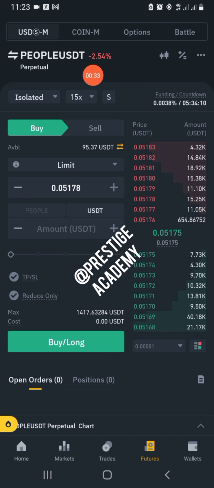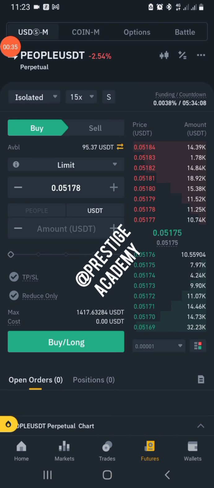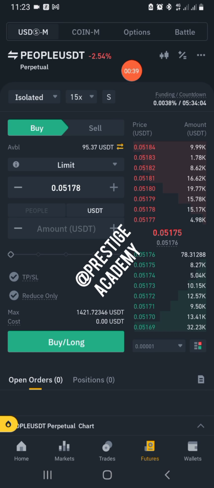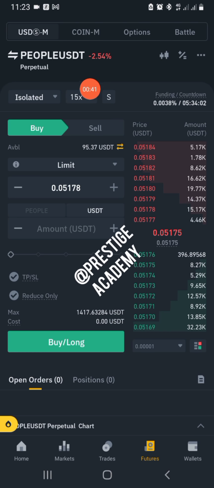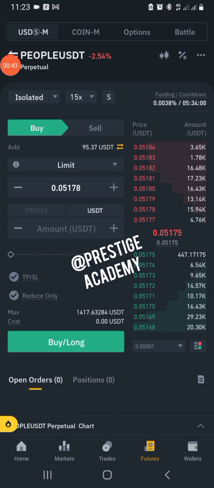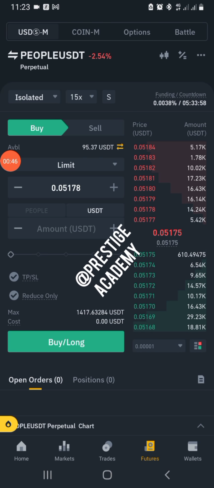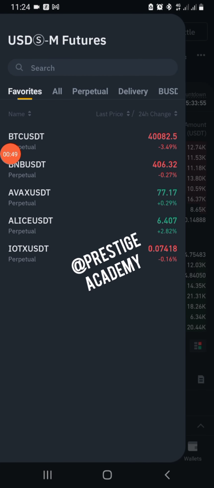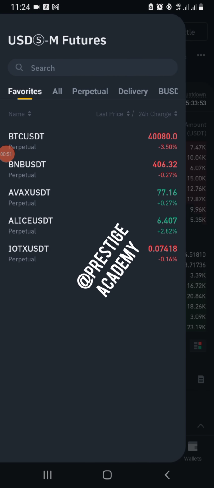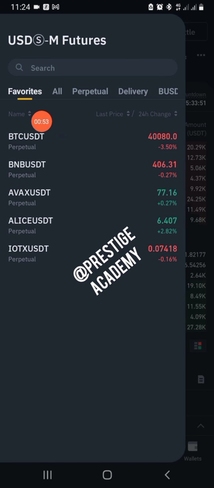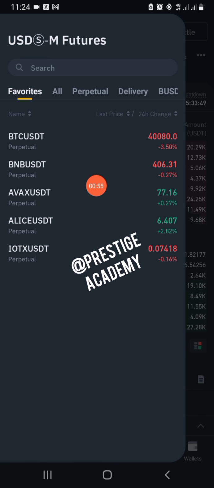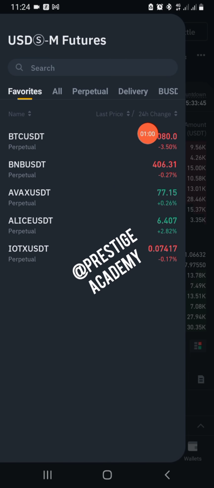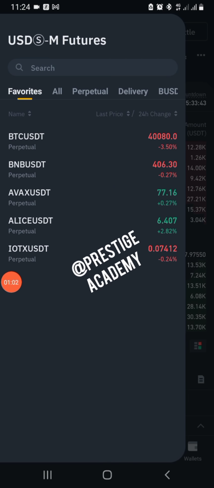Okay, now this is the pair USDT. If a signal is being given, or if you want to trade any coin pair, all you need to do is simply come over to this, click on it, and then look for the coins you want to trade. These are my favorite coins, as you can see: BTC, BNB, AVAX, ALIS, and IOTX. I normally love trading with them.